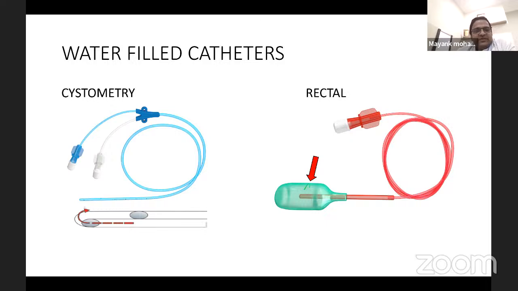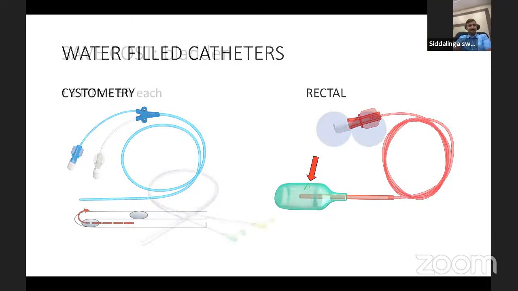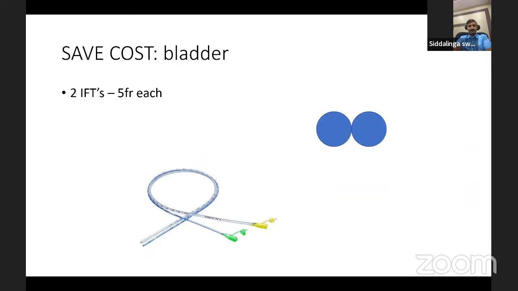So we can always re-sterilize them using the guidelines of single-use device re-sterilization protocol, or we can go for infant feeding tubes.